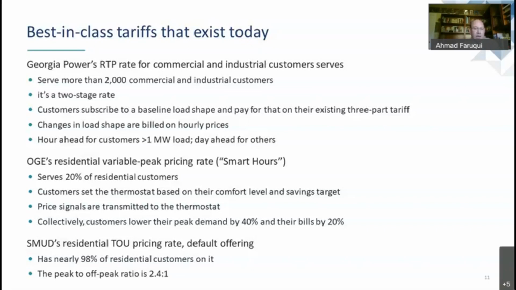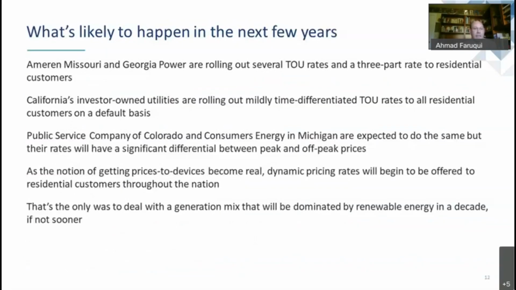And then there is SMUD, which has a residential time of use pricing rate as the default offering, introduced a year or two ago. Nearly 98% of their customers are on that rate. Only 2% have opted out. And so much for those who say that residential customers cannot cope with time of use rates. Well, SMUD proves that even in a hot climate like Sacramento's, and I lived in Davis for 5 years, so I know it can be very hot and demanding. People are happily on that rate. The peak to off-peak ratio is significant. It is 2.4 to 1. So there are opportunities to save.